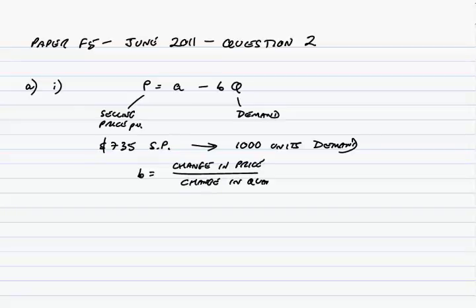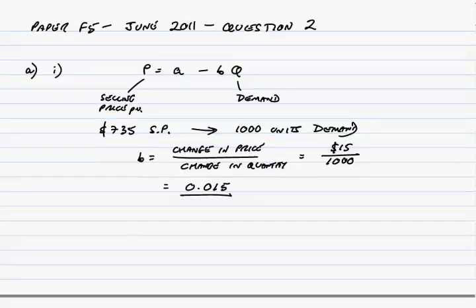We're told for every $15 change in price, the quantity changes by 1,000. So B for our formula is 15 divided by 1,000, and be careful you get the decimal places in the right place. It's 0.015. 15 divided by 1,000. I'm always making mistakes there, and it's important, but anyway, that's correct.